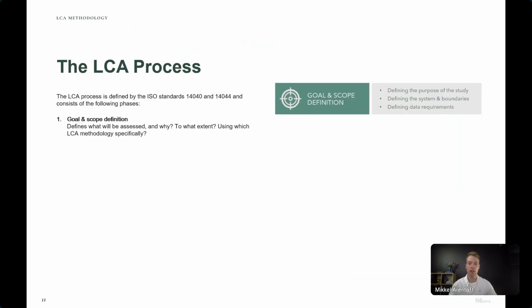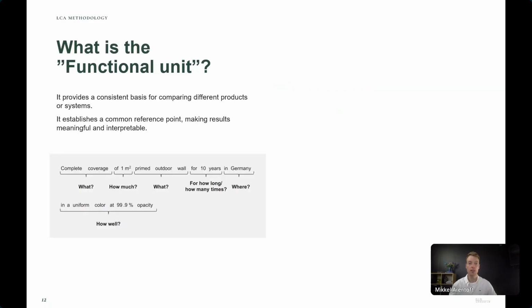One of the things that are outlined in the standards and the ILCD guidelines is the process of an LCA. The first phase of an LCA is the goal and scope definition. This phase defines what will be assessed and why, to what extent, the methodological choices, etc. This is the foundation for the whole assessment and will greatly influence what data is gathered and also the results in the end.